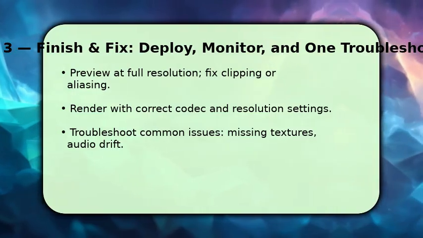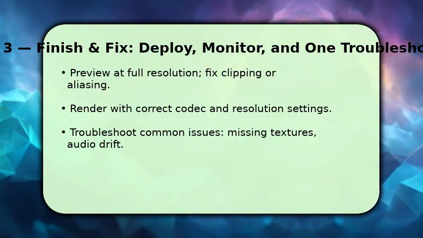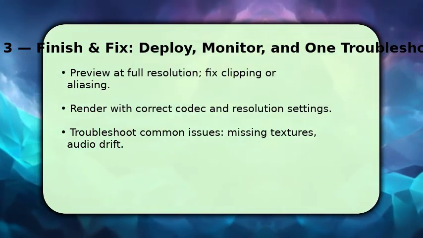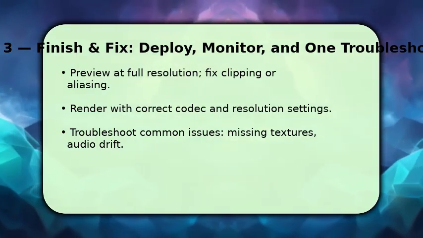Then choose the proper codec and resolution, match your target platform's presets, and render a short test clip. If things go wrong, check file paths for missing textures, verify sample rates to fix audio drift, and re-export only the problematic layers if needed. This saves time versus re-rendering the entire timeline.